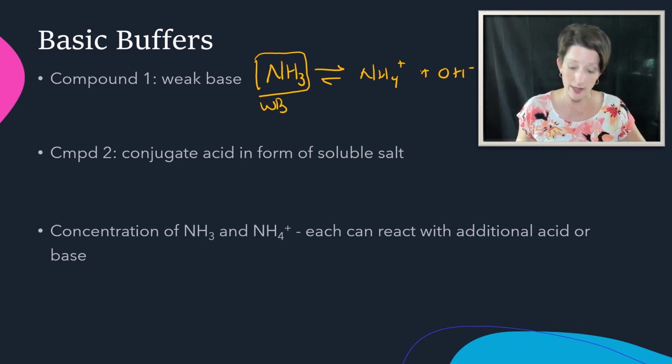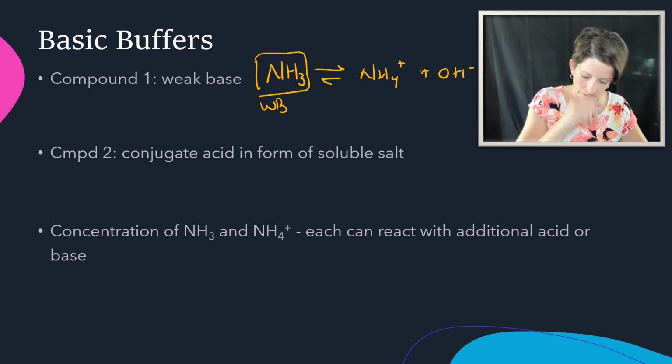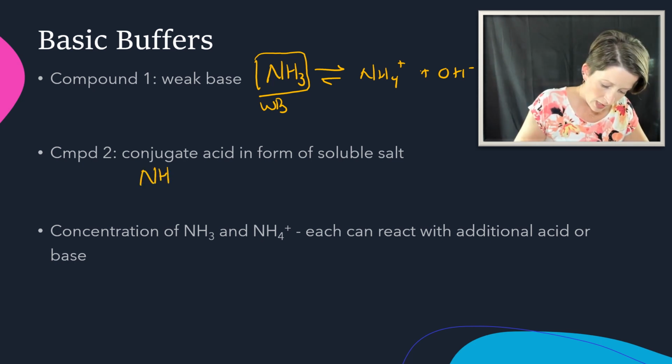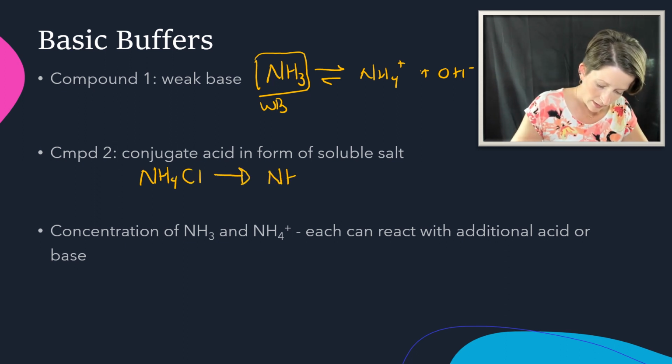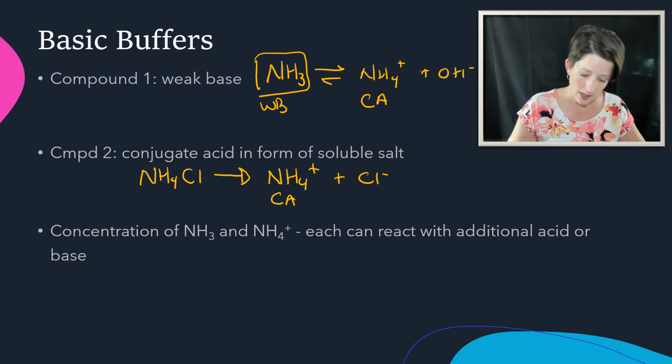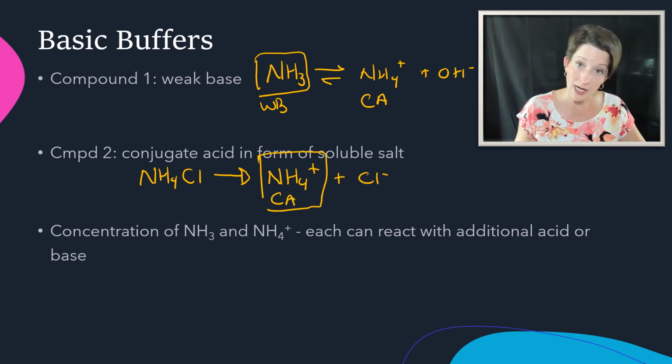So we want to make sure that NH4+ is put with an anion that will make sure it's soluble. Because ammonium is always soluble, we can put it with anything. But let's just say we put it with chlorine. So we take that ammonium salt, put it in water, and it's going to dissociate into its ions. This allows us to have the conjugate acid to our weak base. So now we have a high concentration of our conjugate acid, and we have a high concentration of our weak base.